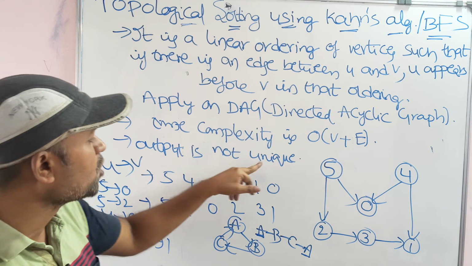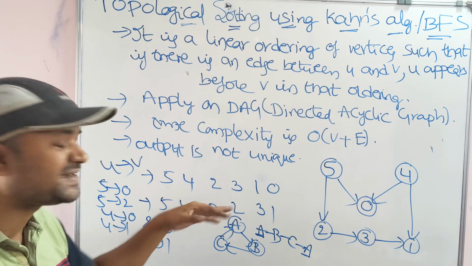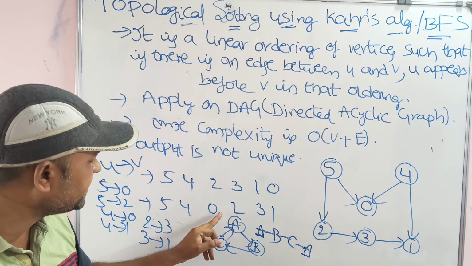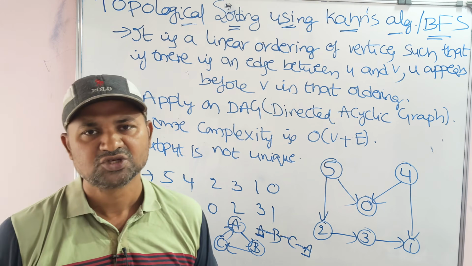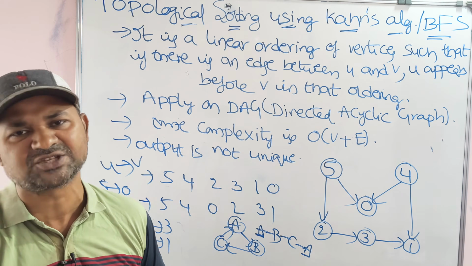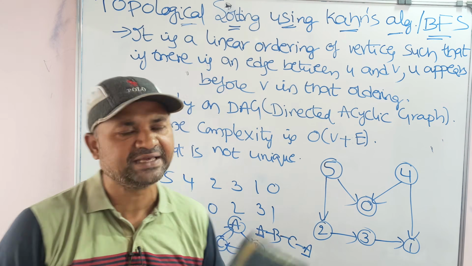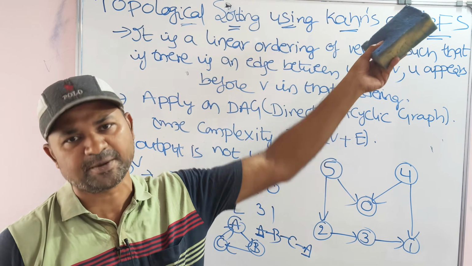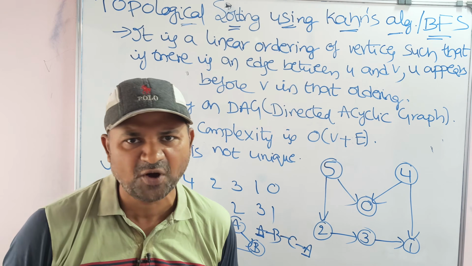Here the output is not unique. So we may get different outputs for the same graph. This output is correct, this output is also correct. So this is about what topological sorting is. Now let's see topological sorting using Kahn's algorithm or BFS algorithm with the help of an example.